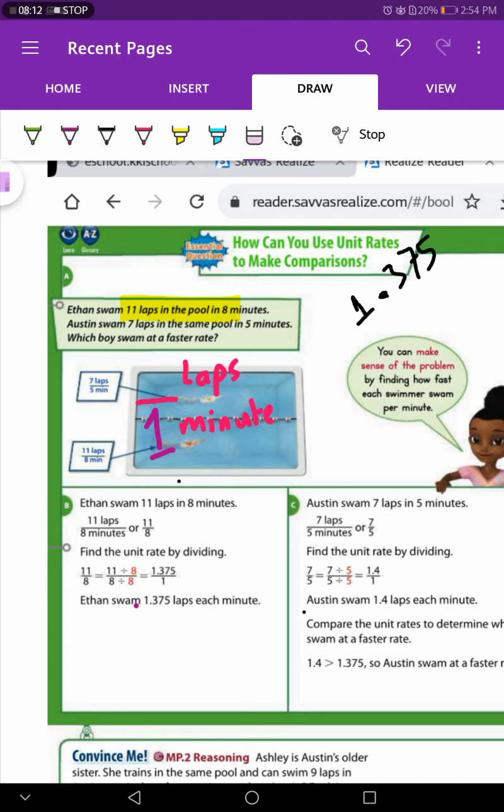And write it is 1.375. Yes, say with me. 1.375. So the first rate, he makes 1.375 laps. It is less than 2 laps in 1 minute. Okay. Now let us check the second one.